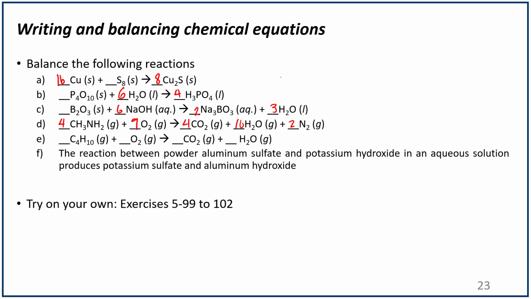So there you go. That's why it's actually kind of important to balance oxygen last. And usually it's for these kinds of reactions wherein oxygen is a reactant. It's combustion reactions. So here's another example of a combustion reaction, letter E.